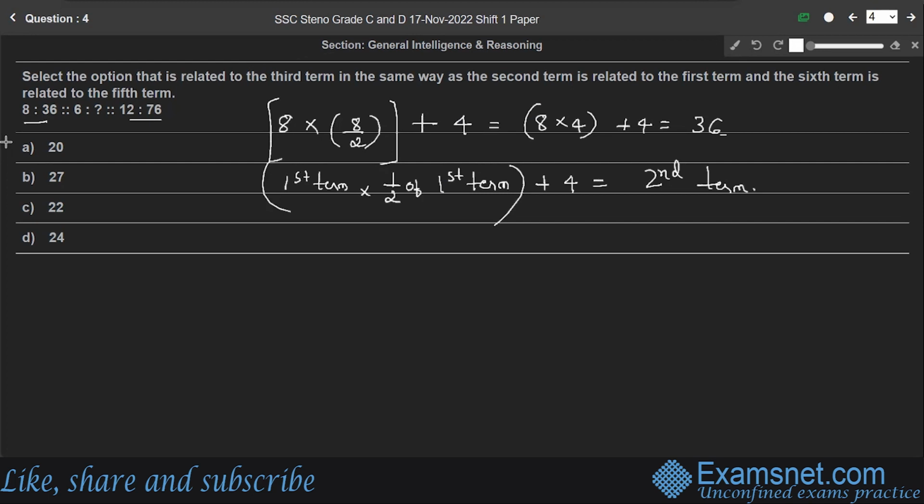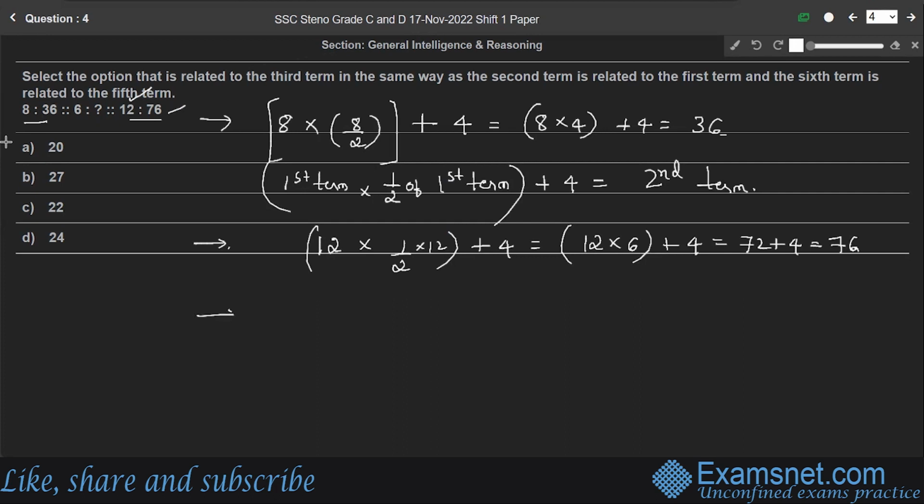So we'll consider the fifth and sixth terms and apply the same logic. If you consider fifth as the first number, 12 into half of 12, which is 6, is 72, plus 4 is 76. Therefore, the answer is verified here.